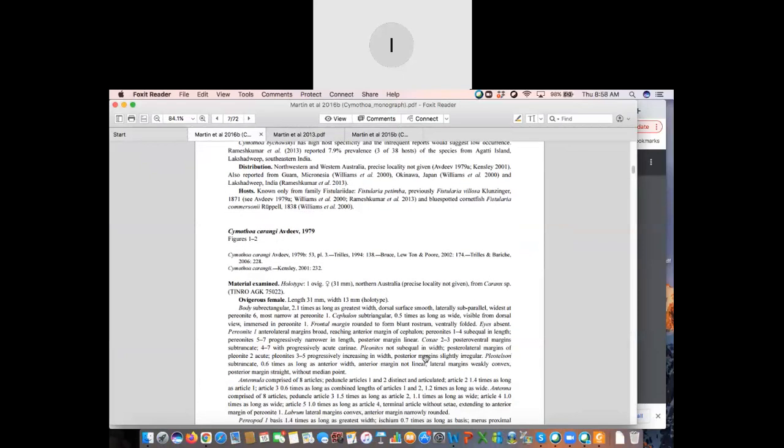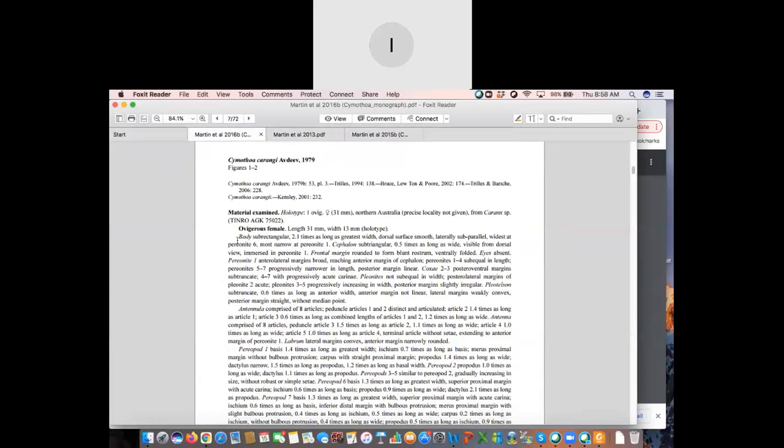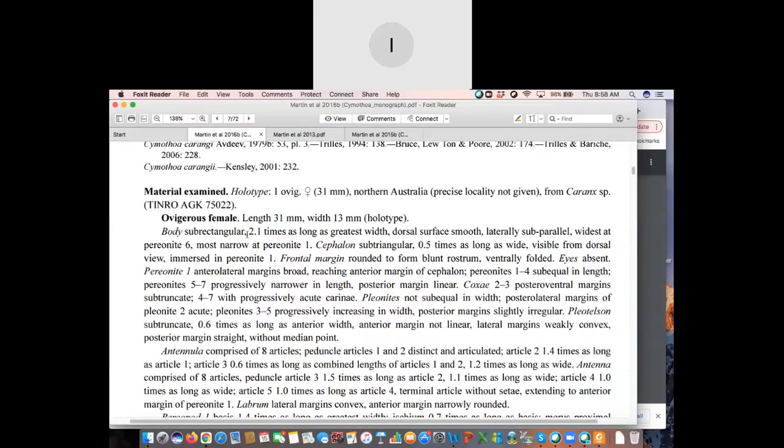For example, a typical way of writing it properly is: the body of the female is subtriangular and is 2.1 times as long as greatest width, full stop. The dorsal surface of the body is very smooth. That is how a typical taxonomic description would be written. But in this case, it removes all of those grammatical styles.